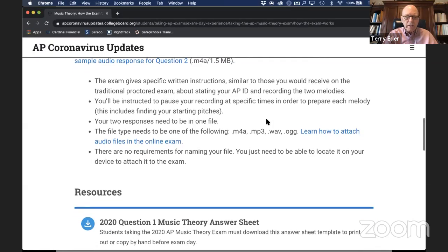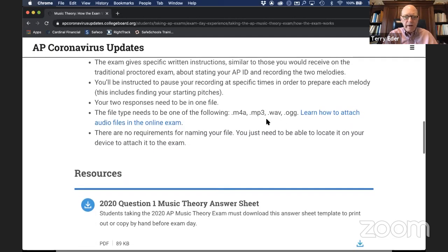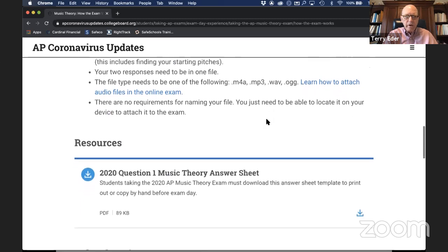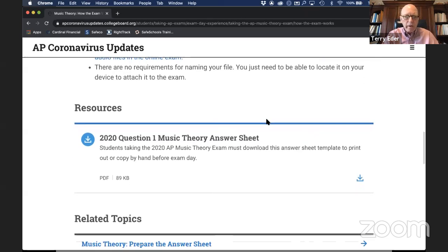Your 2 responses need to be in one file. That's why that pause button is really, really important. There are the file types again. There are no requirements for naming your file. You just need to be able to locate it on your device to attach it to the exam. So that's the important thing, how you're going to locate that recording. So practice that now so that you have it ready to go on exam day.